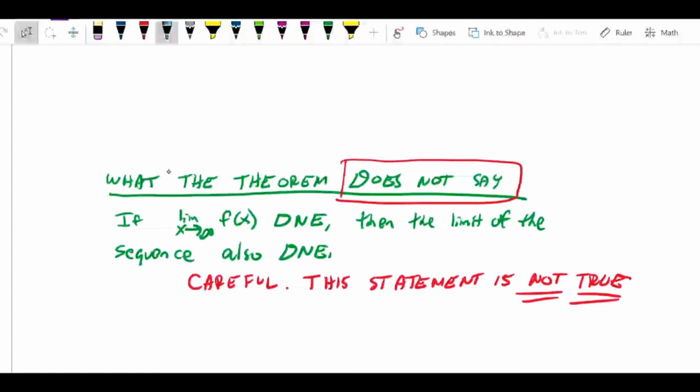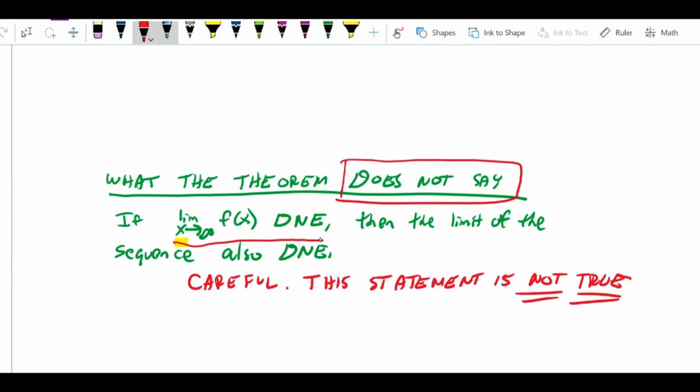It's very possible that when you define your function f and evaluate the limit, you get does not exist. And yet, it might be the case that the limit of the sequence still does exist and equals a number that you just have to find in a different way. So that's the thing you have to be careful of. We'll see an example of that, but for now, let's do some straightforward examples where we evaluate limits of sequences using the same rules that you learned for evaluating limits of functions at infinity.